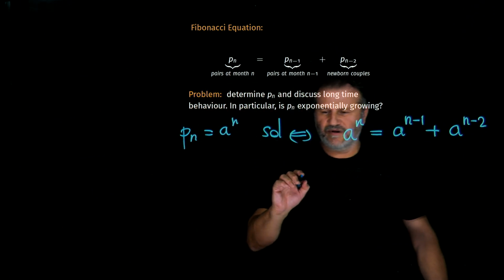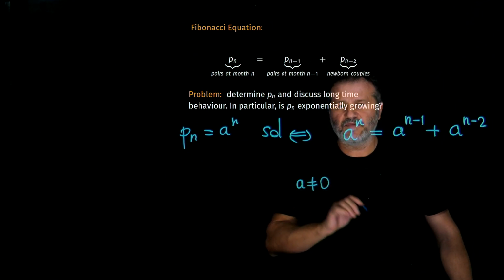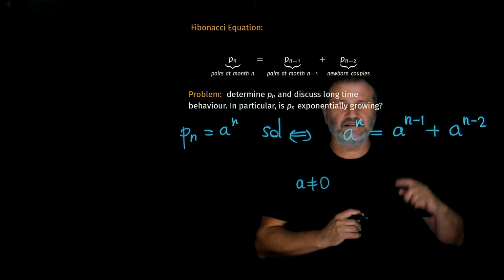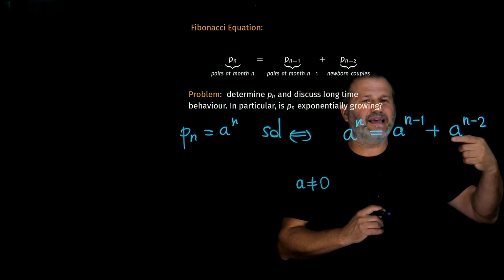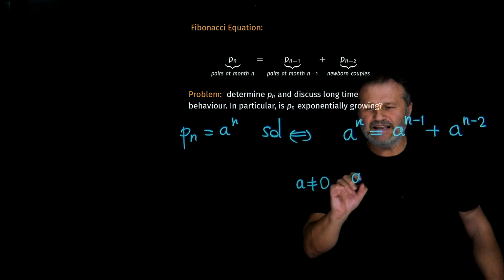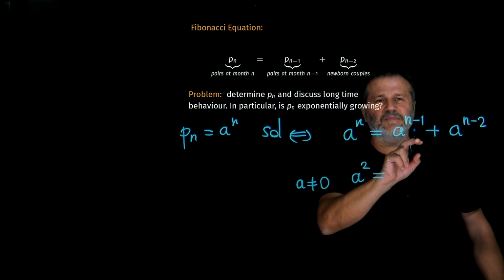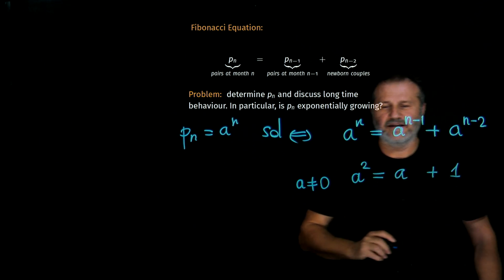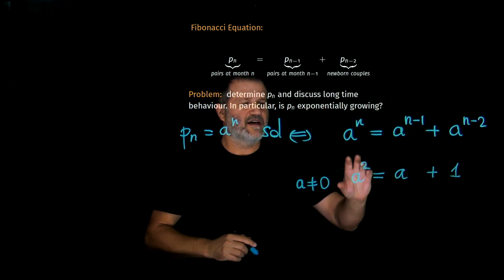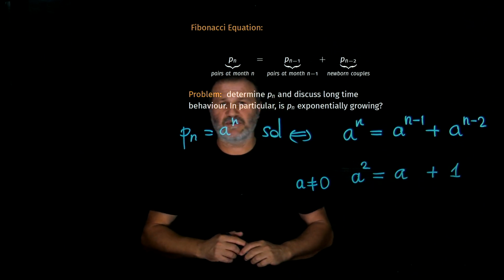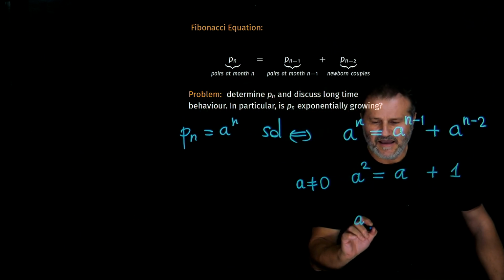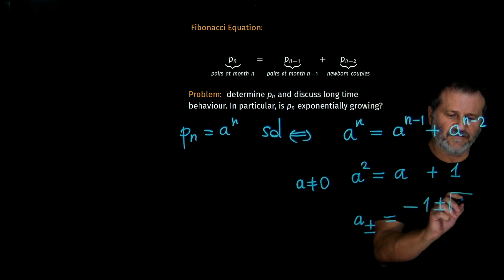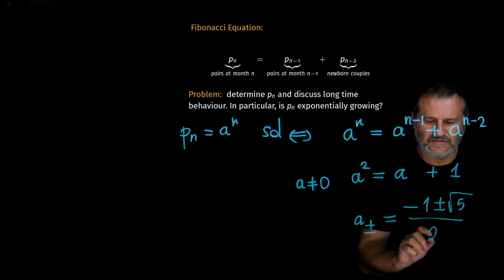So if we assume that a is different from 0, so if we look for a non-trivial solution, we could take this identity, this equation, and divide everything by a to power n-2. What we get here is a squared equals a to n-1 divided by a to n-2, which is a, plus 1. As you can see, this is a second degree equation, a squared minus a minus 1 equals 0, whose solutions are a plus-minus equals (1 plus-minus the root of 5) divided by 2.